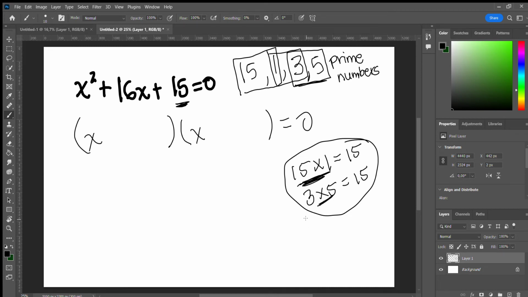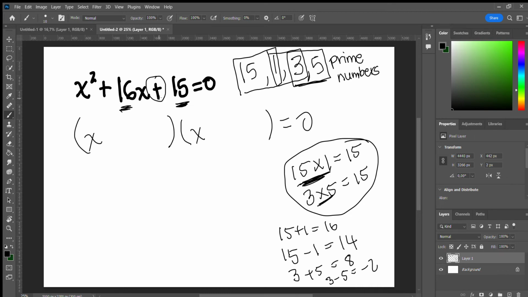The second thing you think about would be this factor here, 16. So you want your chosen factors to either add to 16 or subtract to 16. So you test that. You go, okay, 15 plus 1, that's 16. Good for us. 15 minus 1, that's 14. 3 plus 5, that's 8. 3 minus 5, that is minus 2. And you check the symbol.